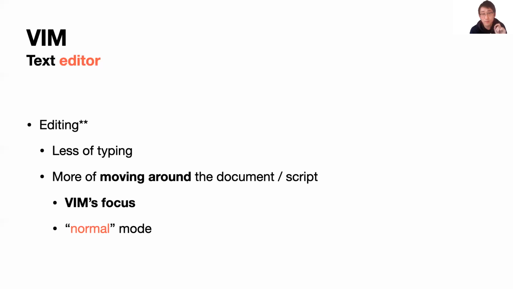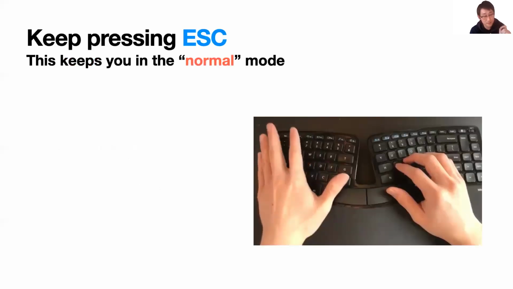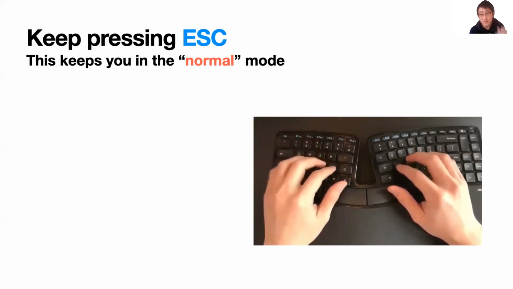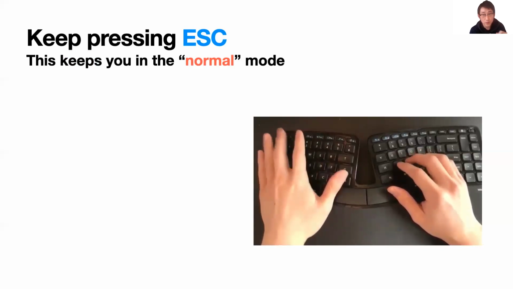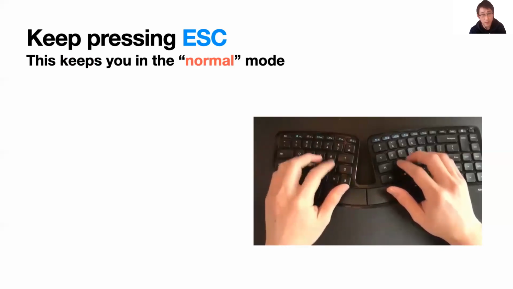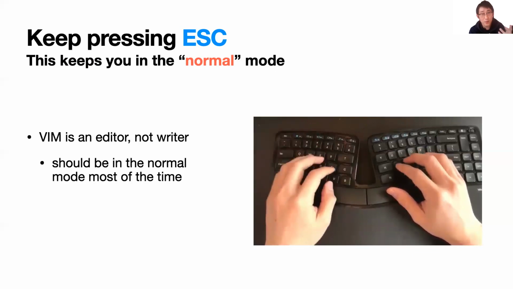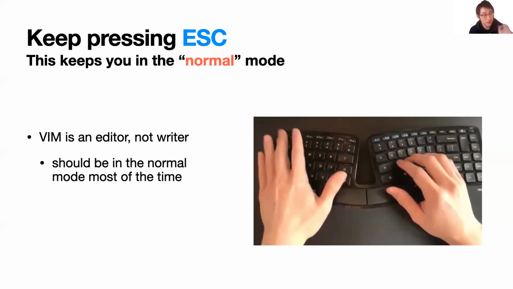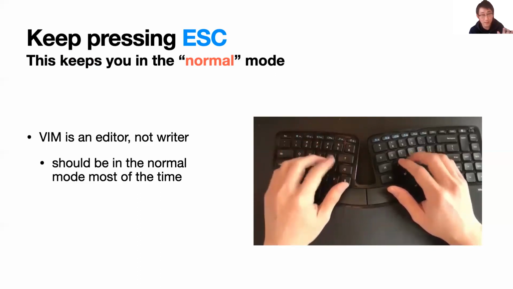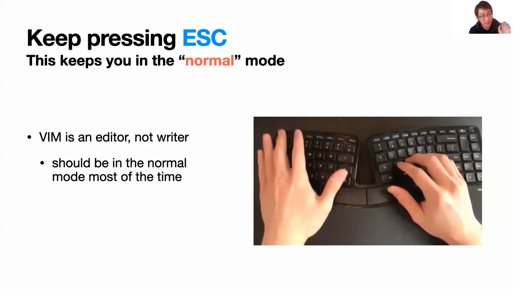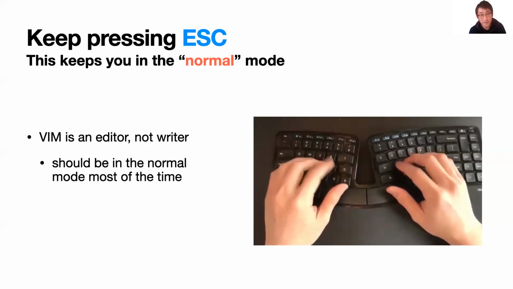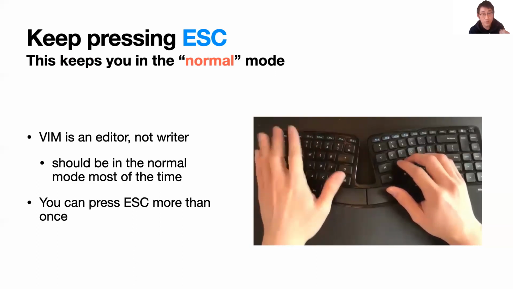So in Vim, this is a take-home tip. Just keep pressing ESC. Pressing ESC keeps you in the normal mode, that motion mode. So just remember, it is an editor, not a writer. So you should be in the normal mode most of the time. Your left fingers must be pressing ESC so many times whenever you're in Vim. It's going to make your life in Vim easier. This is the first take-away message. You can press ESC more than once.